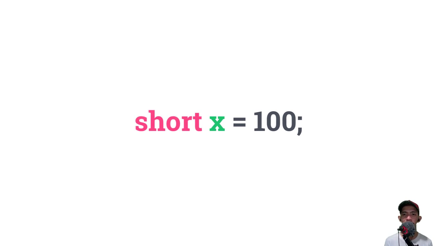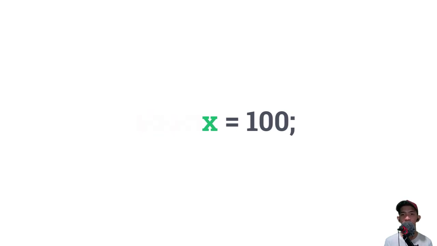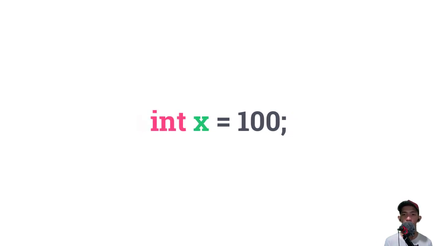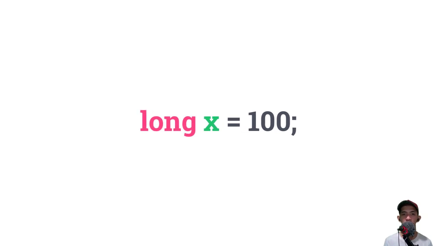Si short naman, kaya niyang mag-store ng 2 bytes or from negative 32,768 to positive 32,767. While si int naman is kaya niyang mag-store ng 4 bytes from negative 2,147,483,648 to 2,147,483,647. And para naman i-declare si long, ganito yung ginagawa natin.